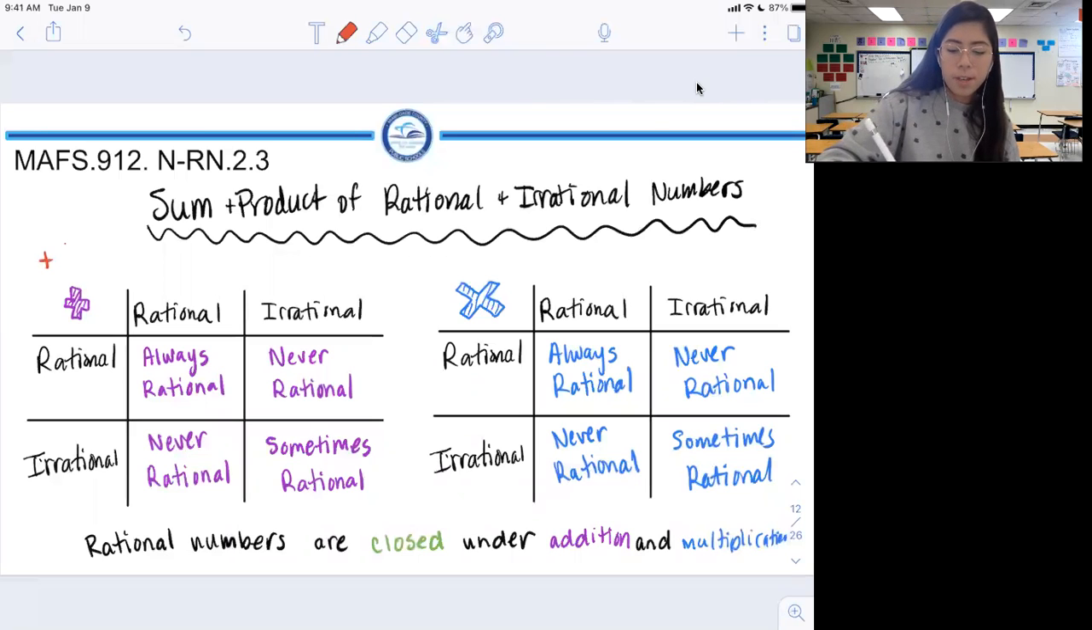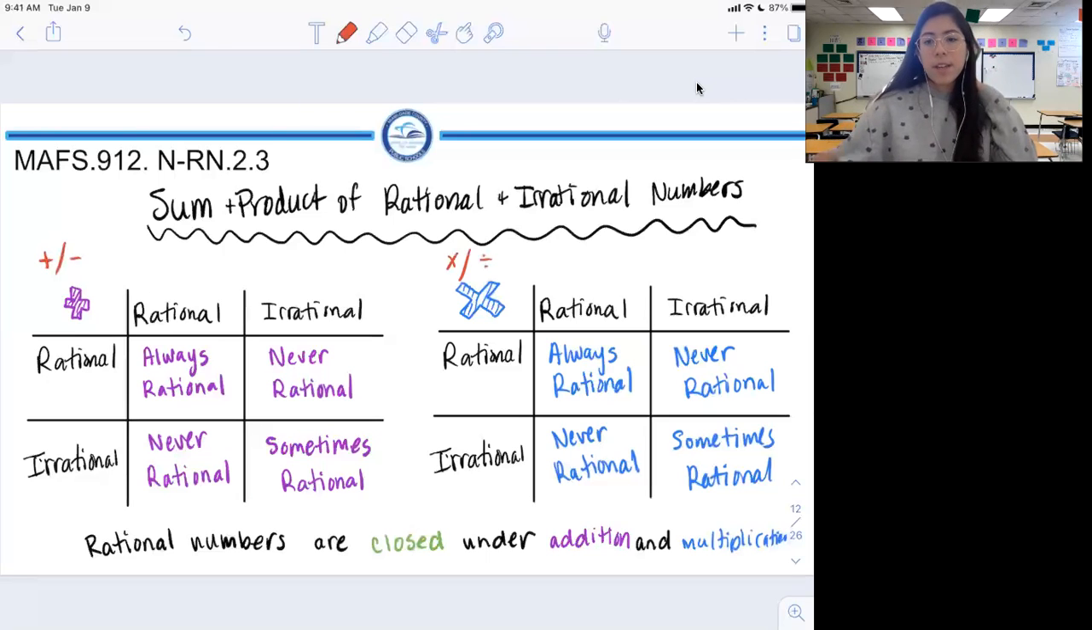Dividing is the opposite, so it goes hand in hand. This is really addition and subtraction. This is really multiplication and division. Dividing is just multiplication backwards. But anyways, rational times rational, always rational. Irrational times irrational is sometimes rational. Sometimes it is, sometimes it's not.